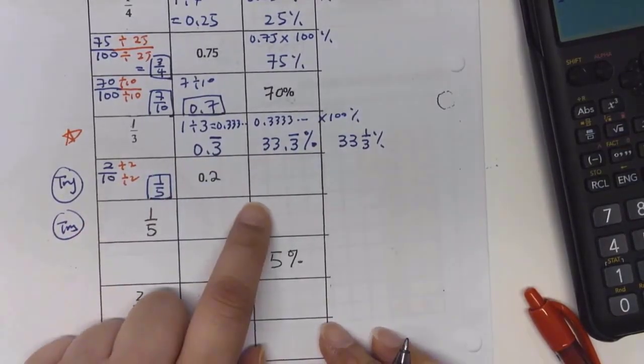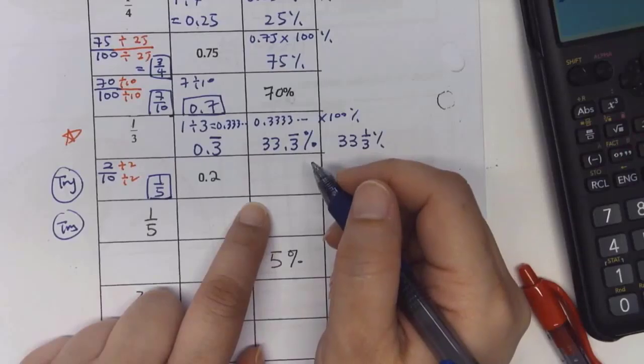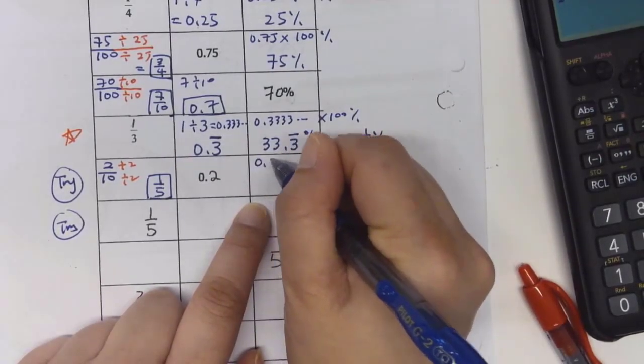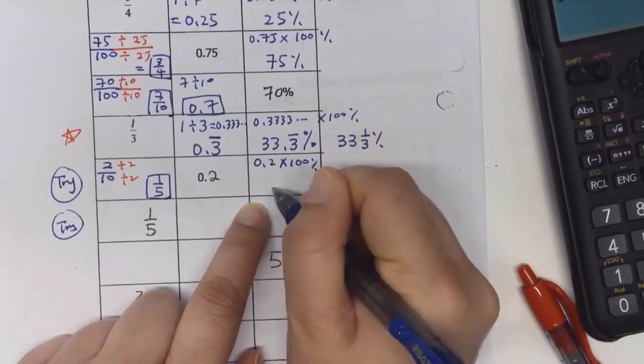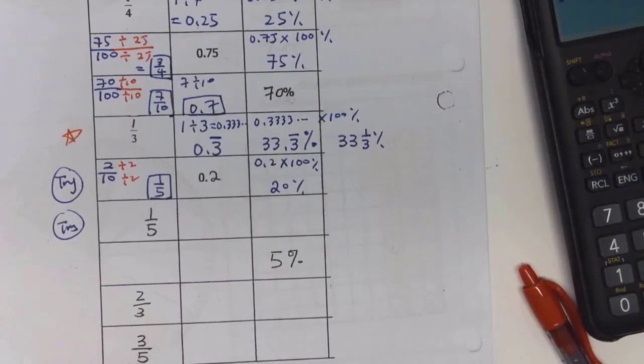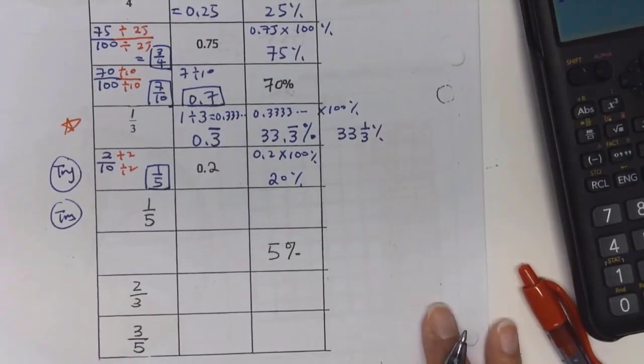Okay, how about here? How many percent? 20%. So it's going to be 0.2 times 100%. It's going to be 20%. Or you can move the decimals. As long as you show me the step, it's going to be okay. Oh, that's 1/5 again.